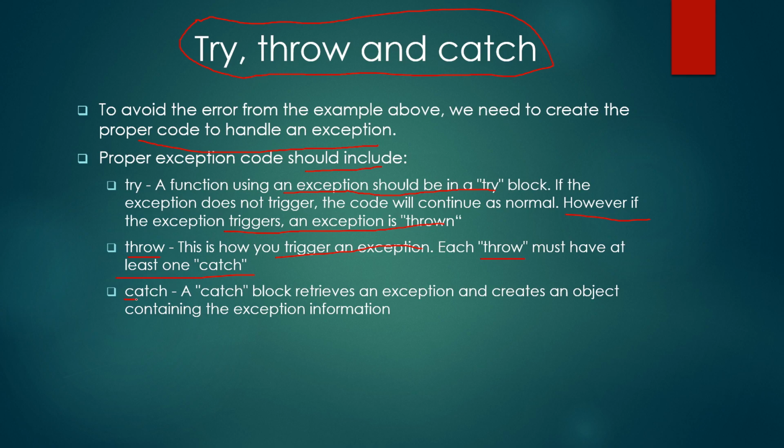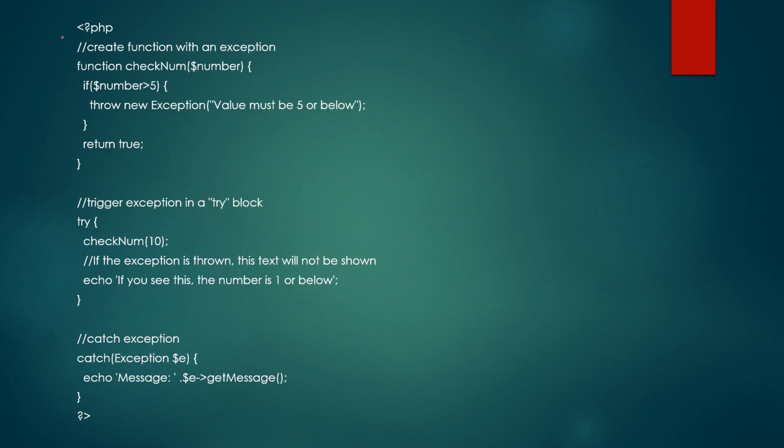Then we have a catch block. A catch block retrieves an exception, meaning it will catch that exception. It will create an object containing the exception information. The main part is here. I have just modified this example for you all.